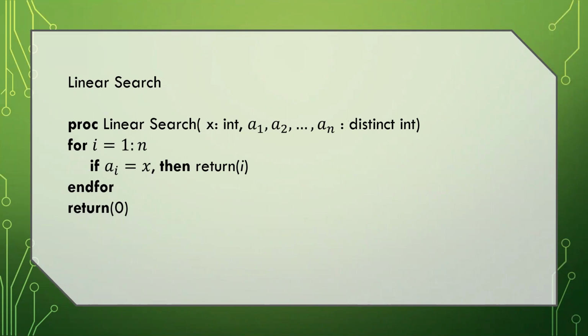Note the declaration step here. I say I have a procedure. It's called linear search. x is an integer. You need to give me that. You need to tell me what I'm looking for. You need to give me a_1 through a_n. Those are distinct integers.